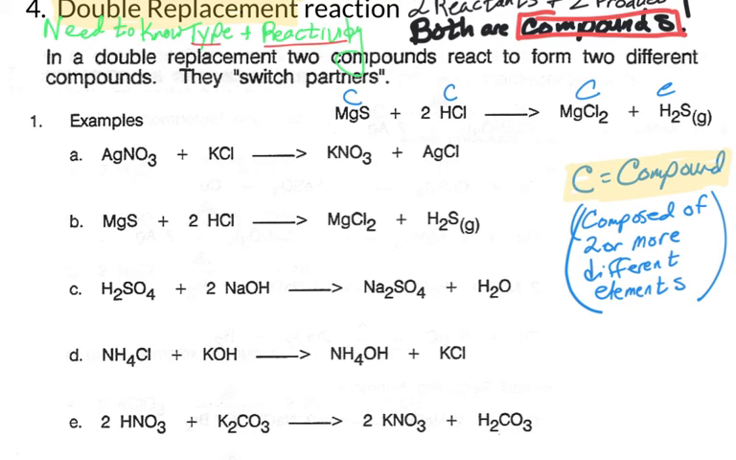For example, we have here silver nitrate and potassium chloride. The potassium and the silver are going to trade places so that we end up with potassium nitrate and silver chloride. And that happens with all of these.